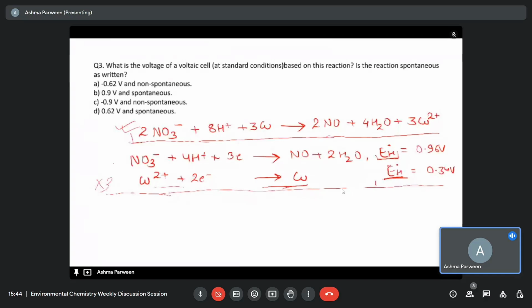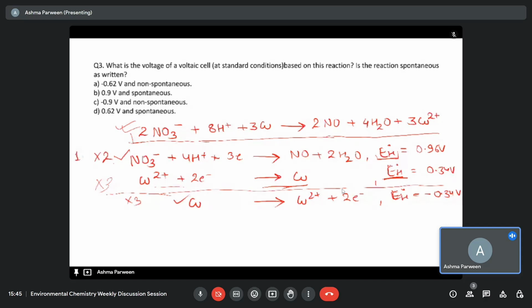reverse this because the copper is getting oxidized, so it will be Cu getting oxidized to Cu2 plus and releasing 2 electrons. The E naught for this reaction will be minus 0.34 volts because we have reversed the reaction, and also it's an oxidation reaction, so its E naught value will be negative. Now we have to balance these two reactions, so we will multiply one by 3 and the other by 2.